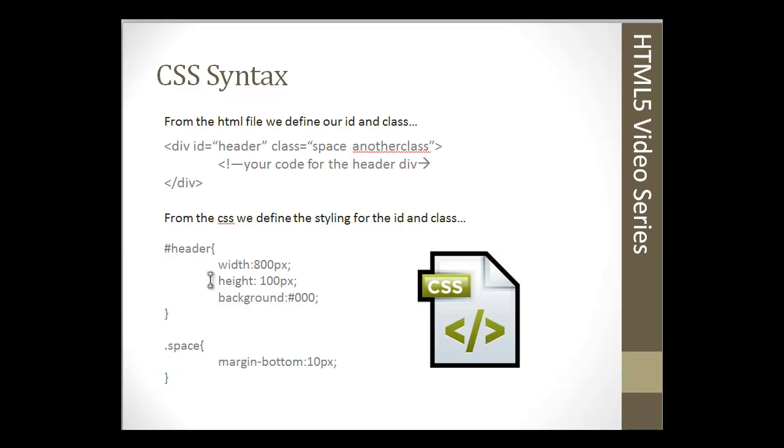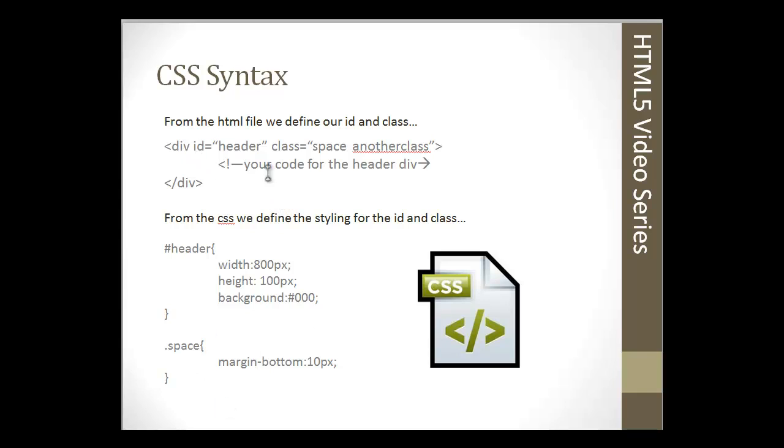So inside the header, we gave it the styling of width of 800 pixels. So whatever's in here is going to be 800 pixels long, and height of 100 pixels, so it'll be 100 pixels high, and then the background of black. This is the hexadecimal for black, and that means that everything within these tags is going to have a background color of black.